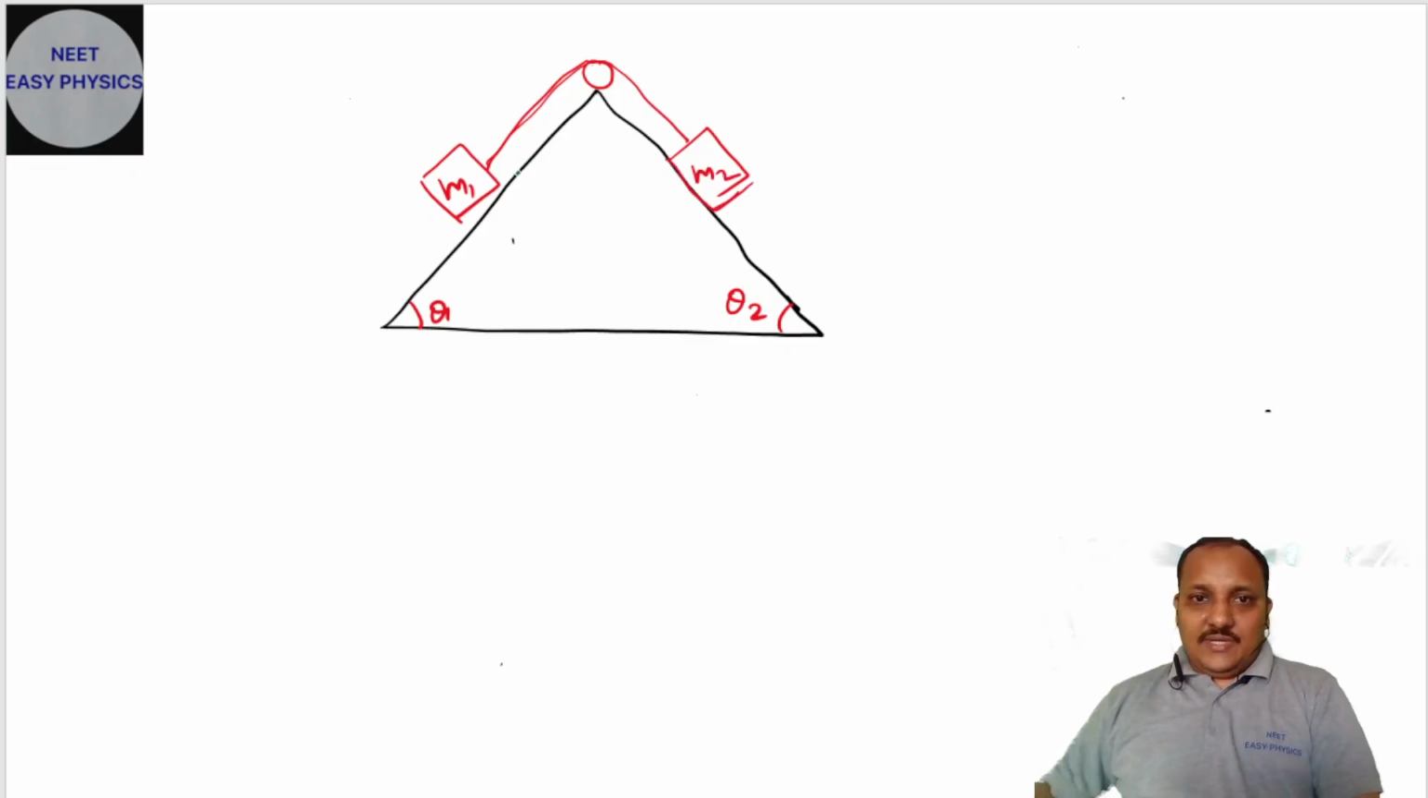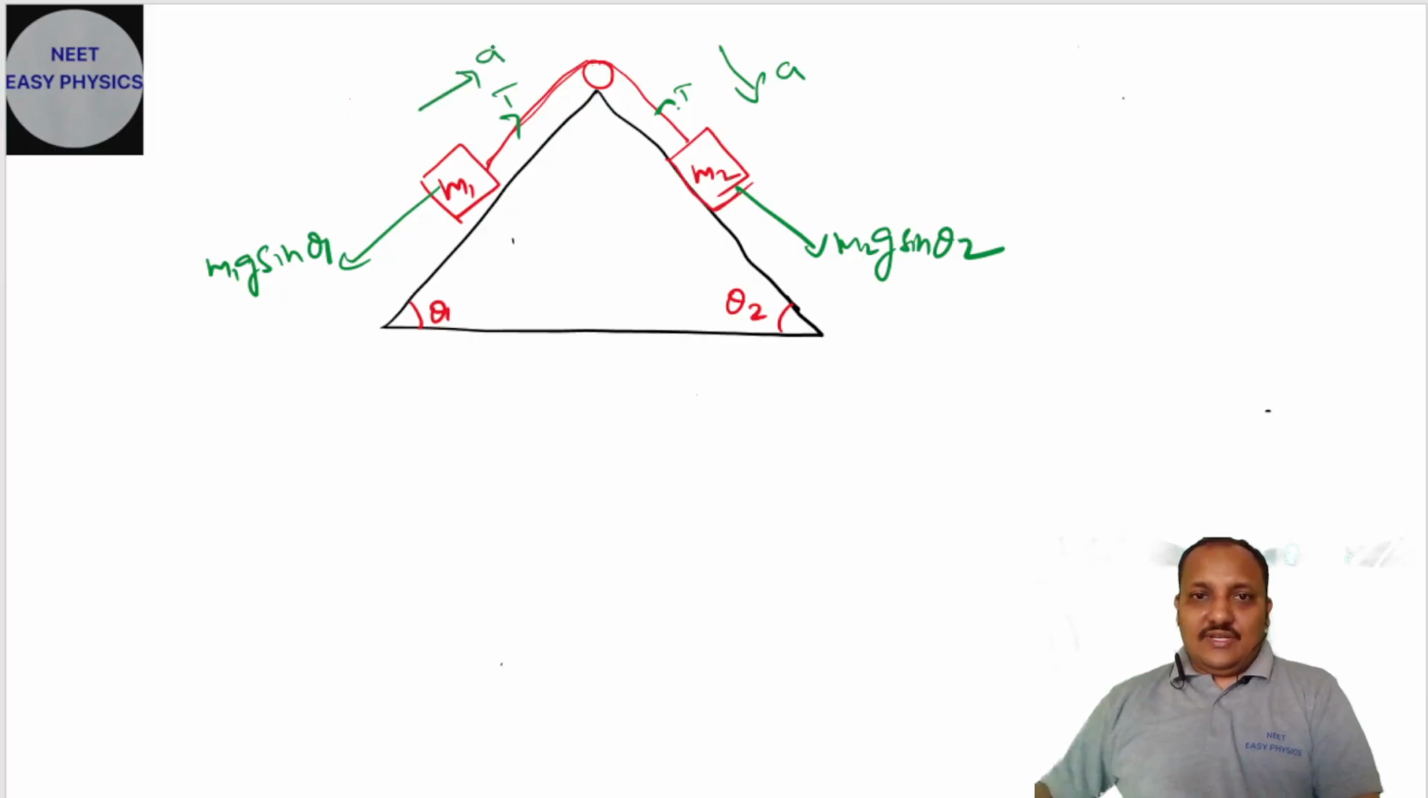Whenever you are suspending like this, in this direction, M1 g sin theta 1. In this direction, M2 g sin theta 2. Within this, a tensional force is going to act. In all the cases we have taken, M2 is greater than M1, therefore M2 is moving like this, M1 is moving like this.